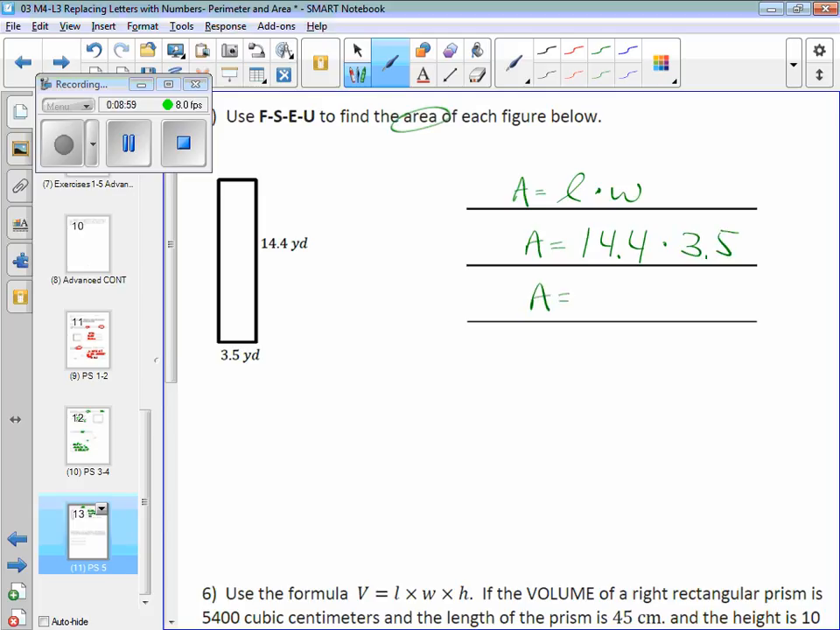Giuseppe, did you get it? What'd you get, bud? 50.4 what? One of those two. Which one do you want to go with? Square yards.